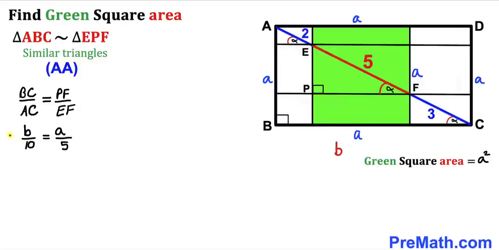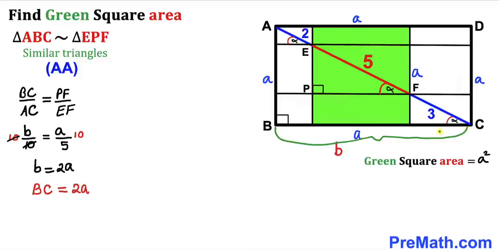Let me multiply both sides by 10 to isolate b, and we can see the 10 and 10 are gone. So our b value turns out to be 2 times a. And we know that this BC length is the same as lowercase b. So we conclude that this BC length is 2 times a.